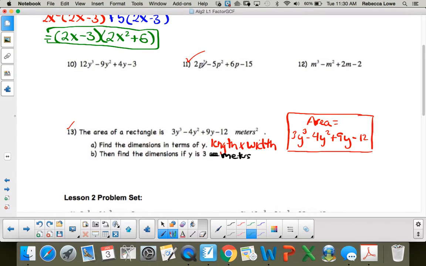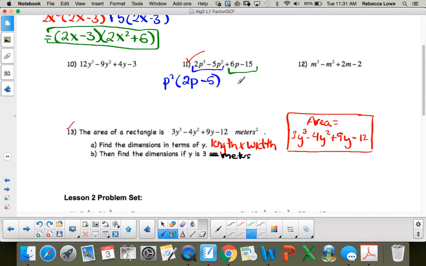Number 11. I'm looking to see if they have a common factor. They do not all have a common factor. They're 4 terms, so I'm going to factor by grouping. Group the first 2 together. Common factor of the first 2 is b squared. I'm left with 2b minus 5.